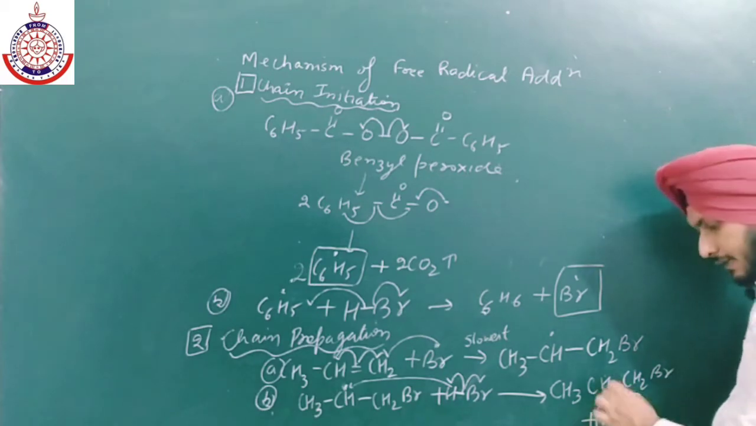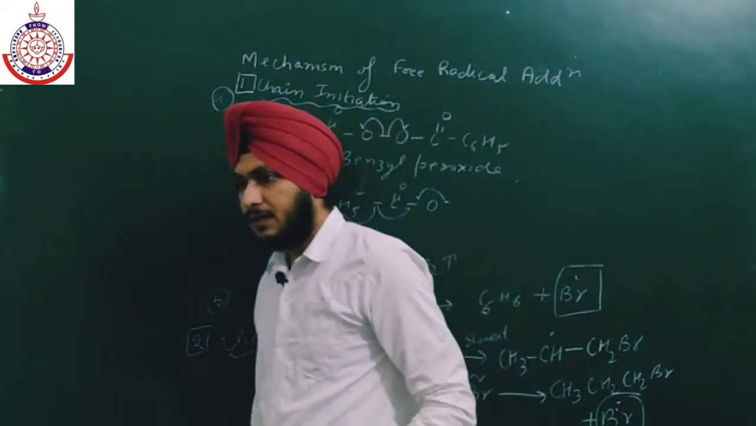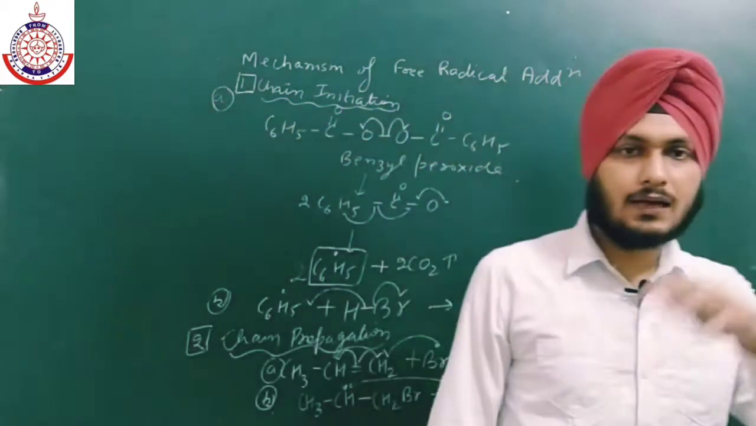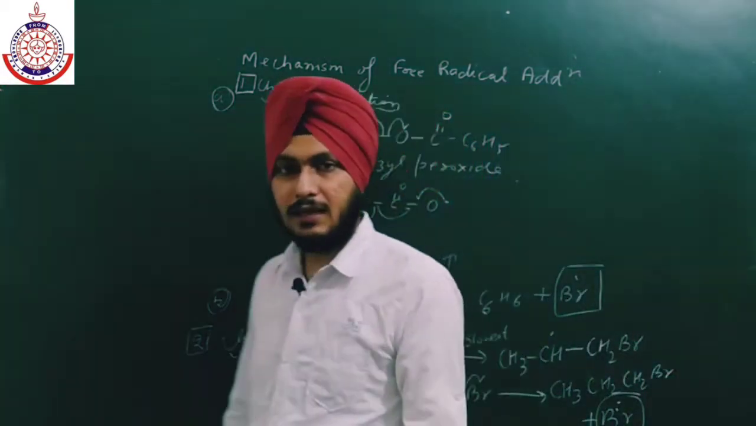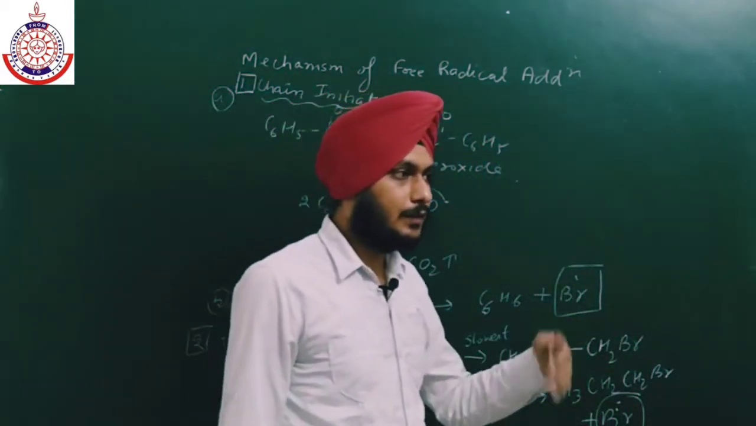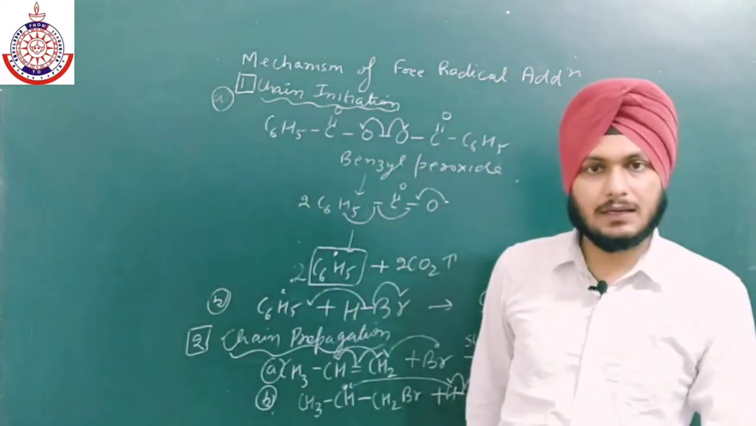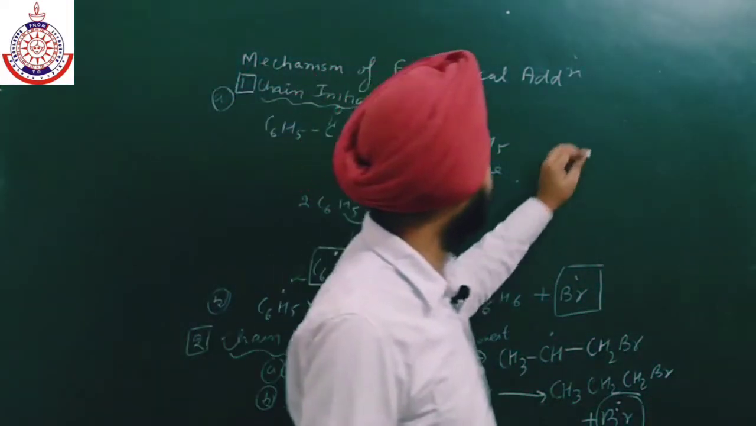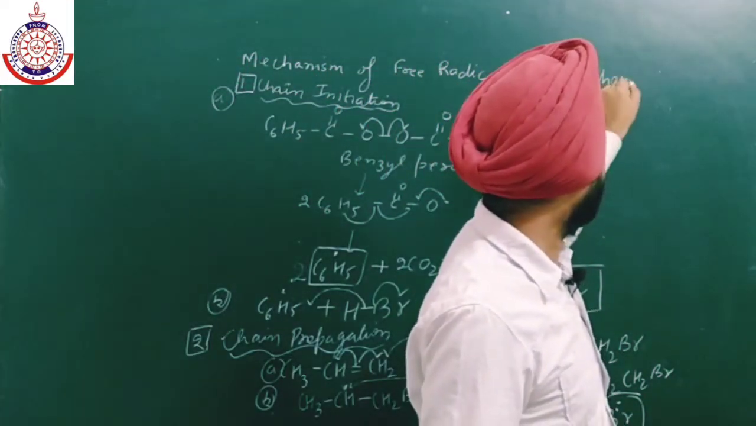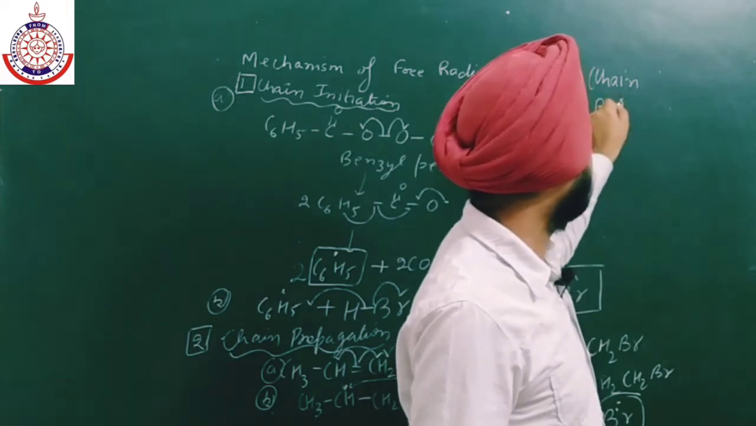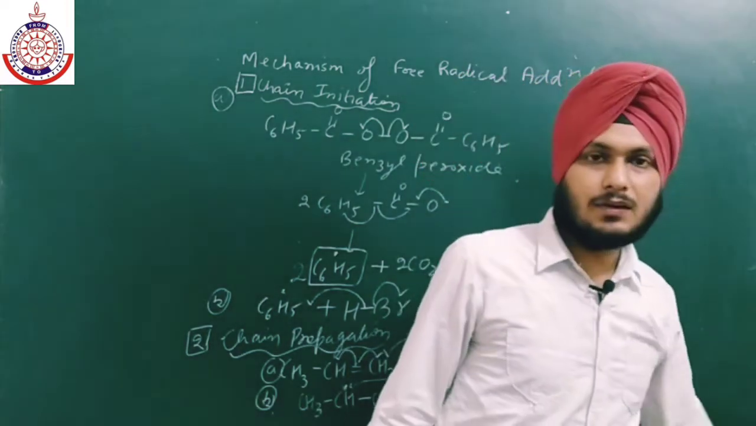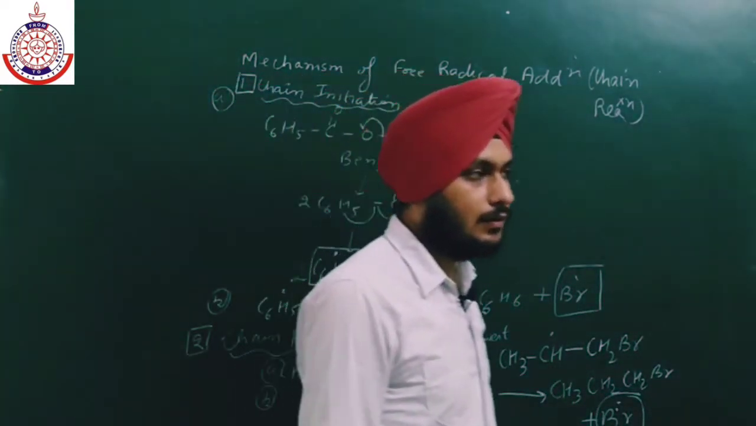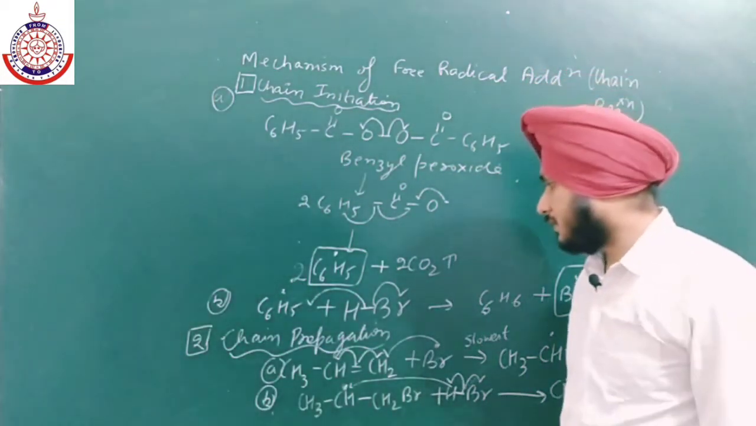Okay, now Br radical is again generated, so that is why this reaction is known as a chain reaction. Because again this Br radical will attack another molecule of alkene and the reaction goes on, and again we will get another Br radical and this reaction will go on so and so forth. So that is why this reaction is also known as a chain reaction, because at last we will get a radical which can easily start the other reaction.